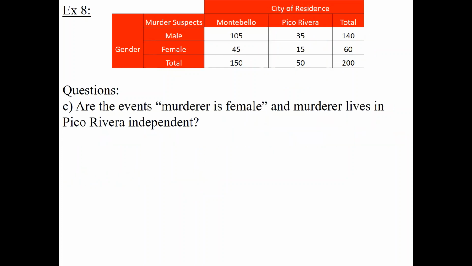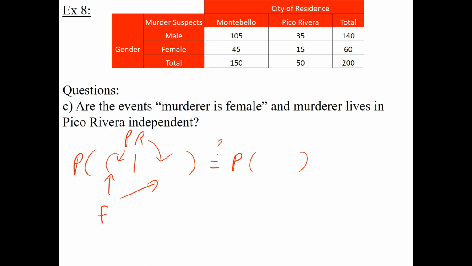So this last part says, are the events murderer is female and murderer lives in Pico Rivera independent? Okay, so to check for independence, we're going to go like this. We're going to do a conditional probability first: probability, conditional probability, and then regular probability here. Okay, so what am I going to put? I'm going to put female either here or here, and I'm going to put Pico Rivera either here or here. So it doesn't matter, but put one of them first, put one of them second. I'm going to go ahead and put female first and Pico Rivera second because we already found that one.